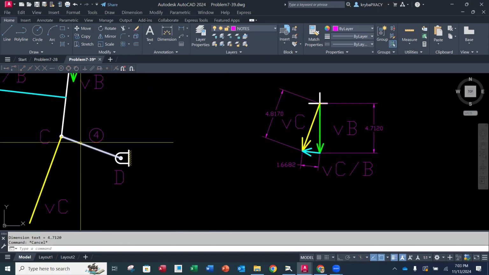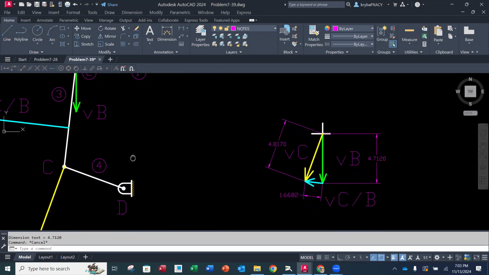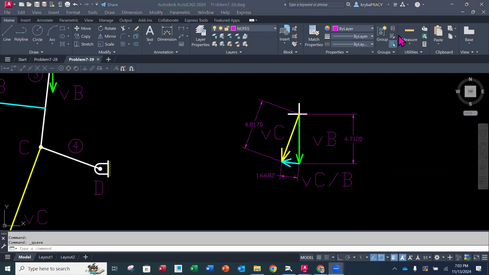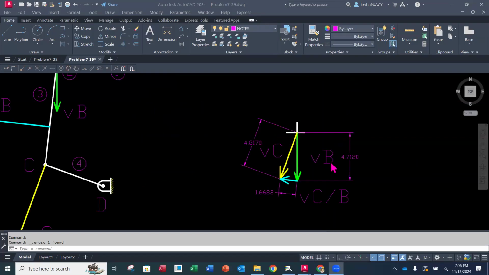Make sure that your velocity of C is perpendicular to the link. Okay. I'm going to do a quick save here, and I'm going to pause because I'm going to check my values, because it doesn't mean that mine aren't correct. Okay, so my values are confirmed.